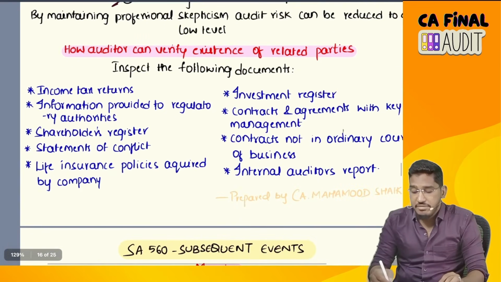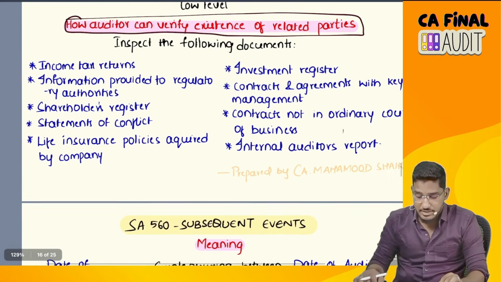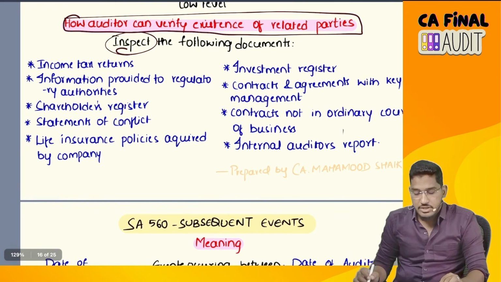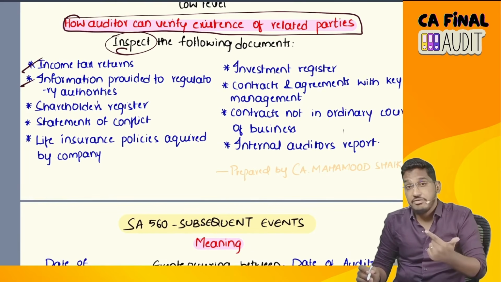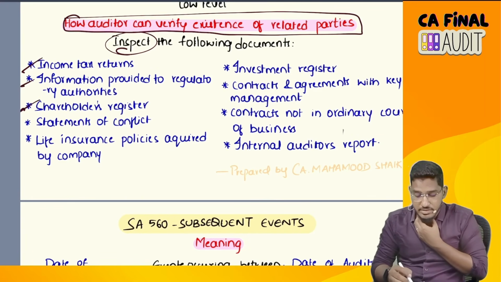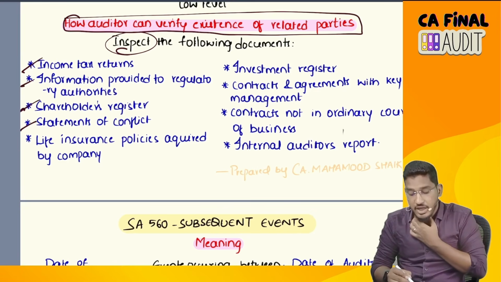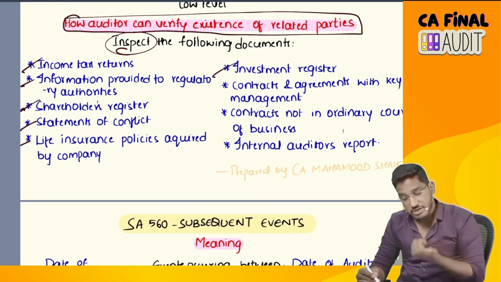And how can the auditor verify the existence of related party transactions? What all can you do to verify them? You can inspect the following documents. What documents can you inspect? You can verify income tax returns. You can verify information submitted to regulatory authorities like SEBI and so on. You can verify the shareholder register. You can check the statements of conflict. You can check life insurance policies acquired by your client company. You can check the investment register.